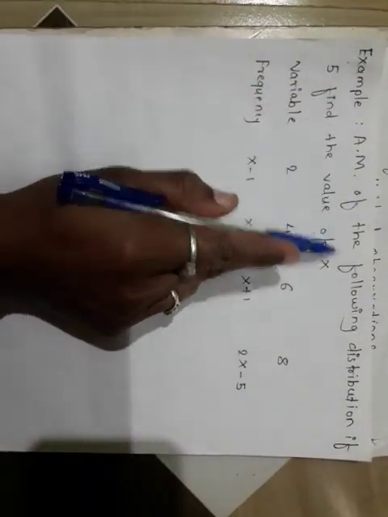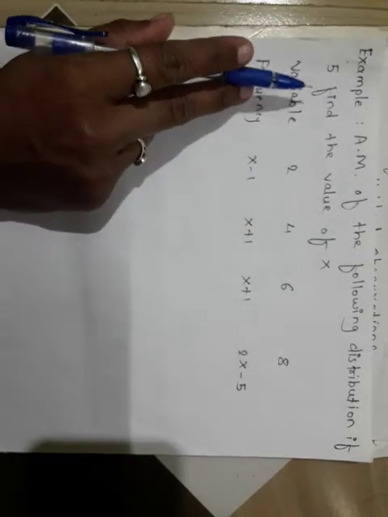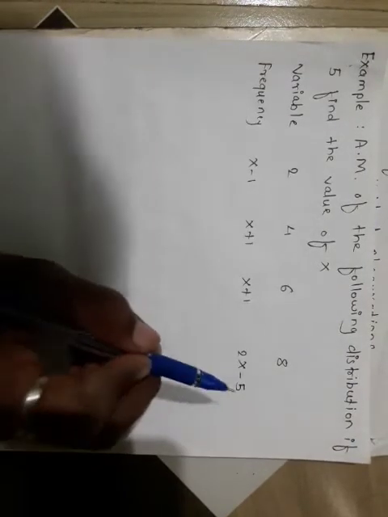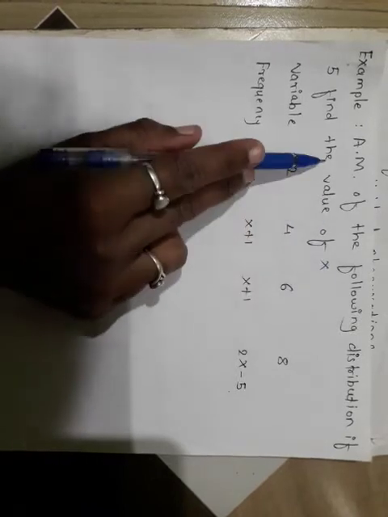First example: the arithmetic mean of the following distribution is 5. Find the value of x. The variable takes values 2, 4, 6, 8, with frequencies x minus 1, x plus 1, x plus 1, 2x minus 5. We are given that the arithmetic mean is 5.